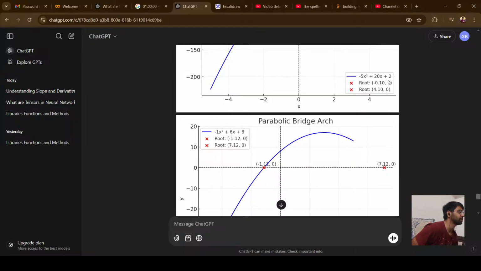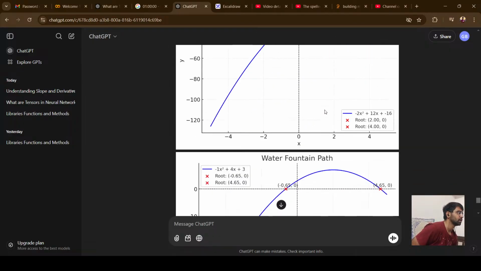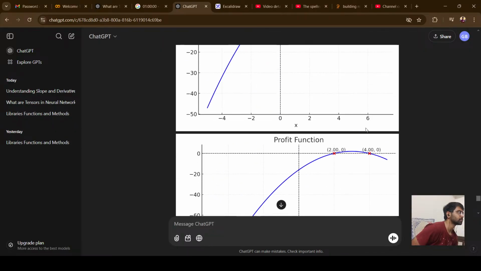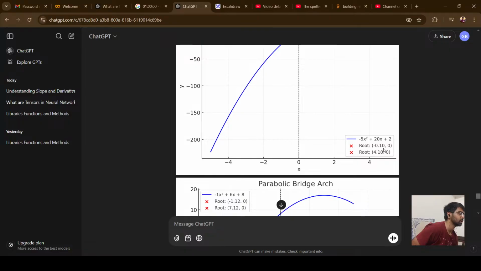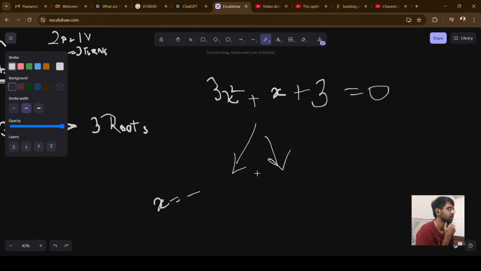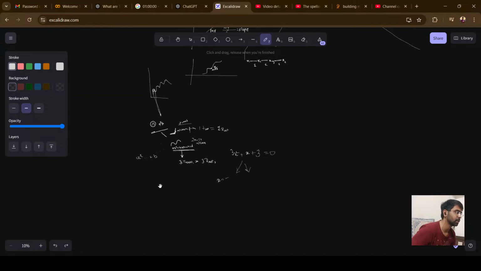Minus 5x squared plus 20x plus 2. And the roots are here, 4.10. So in a way, I'm not able to understand this properly. So let's research about this. Let's understand this properly. Okay, so I have two questions in my mind right now.